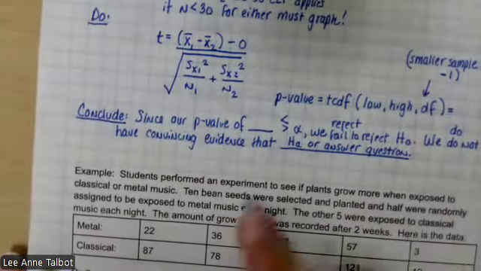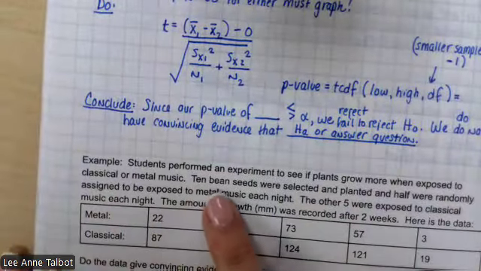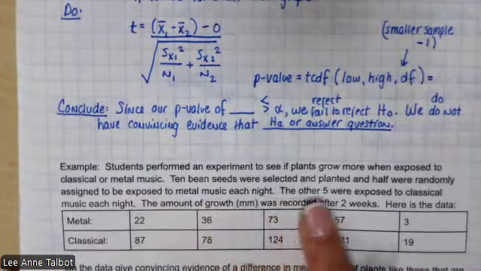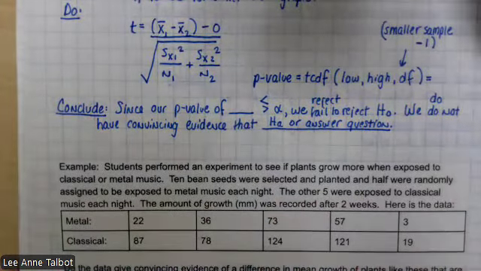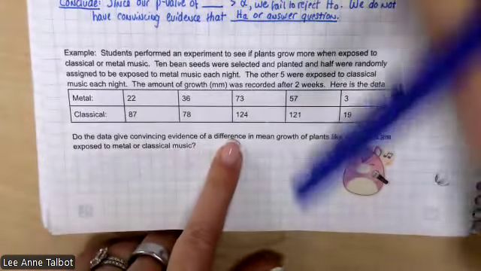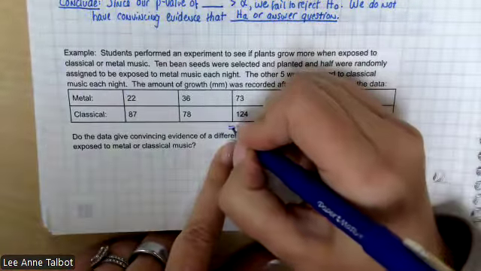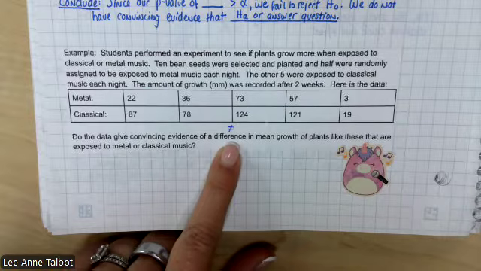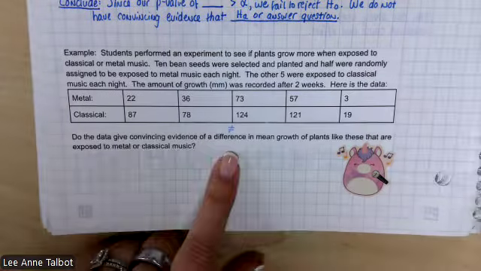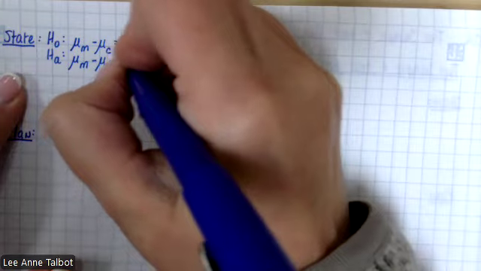Okay, so let's see. Experiment, 10 being randomly assigned. Ooh, random assignment. Amount of growth, blah, blah, blah. Okay. So do the data give convincing evidence of a difference? Not means not equal to. It doesn't say anything about does one grow more than the other. Okay. Am I going to remember to multiply by 2? That's a good question.